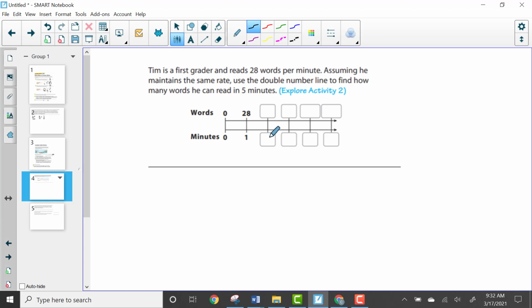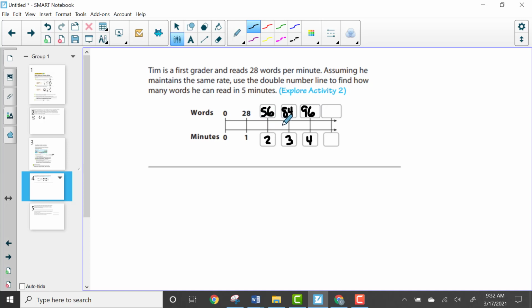28 words per minute. So if we have 2 minutes, we're going to multiply the 1 times 2 to get to 2. 28 times 2 gives you 56. 3 minutes means we're going to multiply both terms of our unit rate by 3. That's going to give us 84 words in 3 minutes. 4 minutes, multiply both terms of our unit rate by 4.